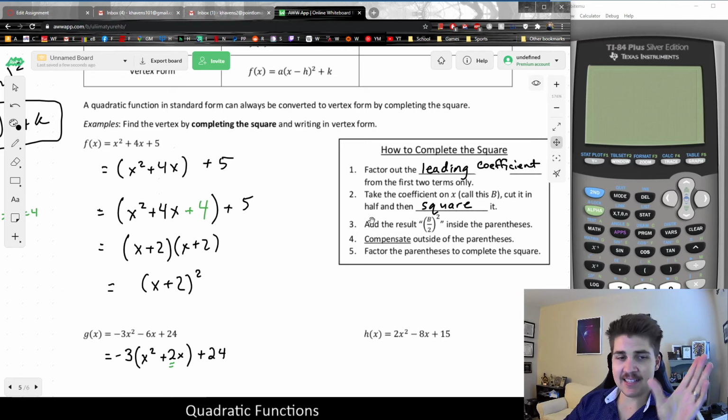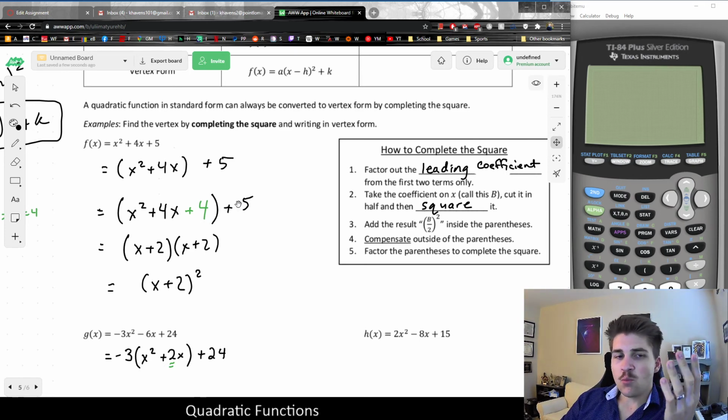But the thing that I skipped over was step 4, which is to compensate outside the parentheses. And basically, that was because when I added 4 in this equation, you were probably thinking to yourself, wait, can you just do that? And the answer is no, because the original function, x squared plus 4x plus 5, would not be the same if I just add 4 to it, right? Because that would be changing what this looks like. And actually what that results in is a vertical transformation of the function. And we'll review that in a later video.